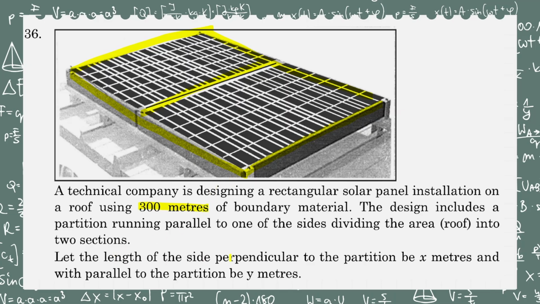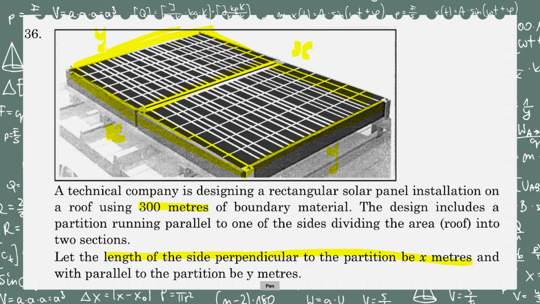Then they are giving the side values also as variables. So they are saying the length of the side perpendicular to the partition be x meters. So this is the partition. So the perpendicular lengths are this one and this one. These are considered like x. So this is x and this is also x. And the sides which are parallel to the partition, I mean these two are the parallel things. So if this is y, this is also y.